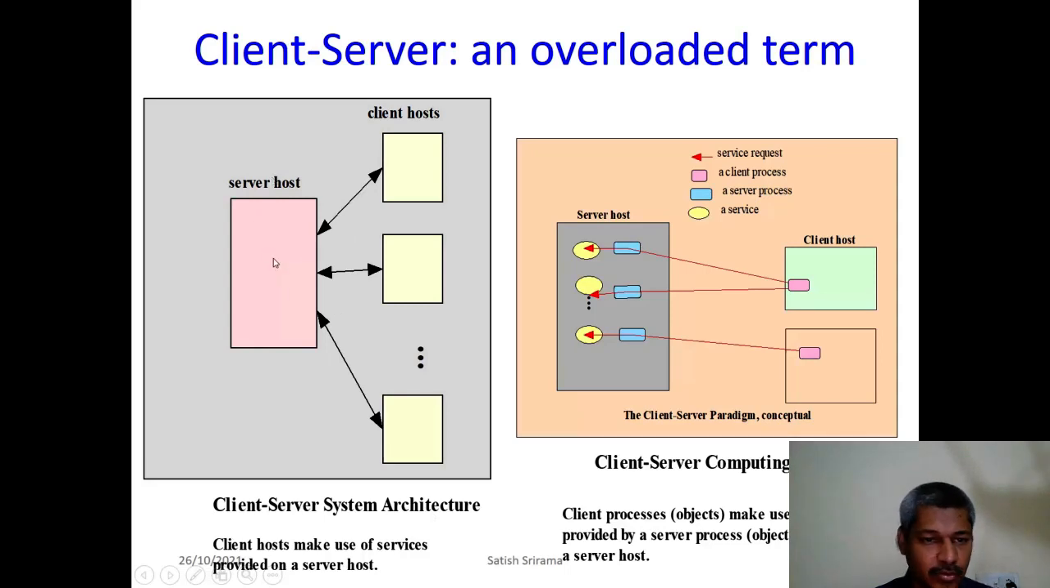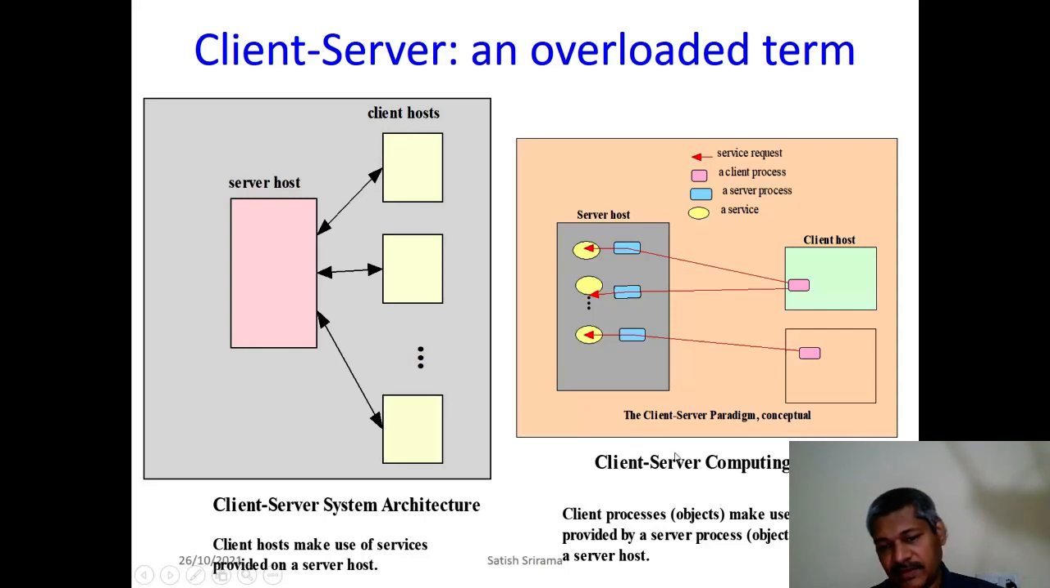Say for example, the server host may provide access to a printer, or some other type of service, so it can be a physical service as well. So here the server is a machine, it's a host. A client is also a host here. So that means here we are talking about nodes, computers.